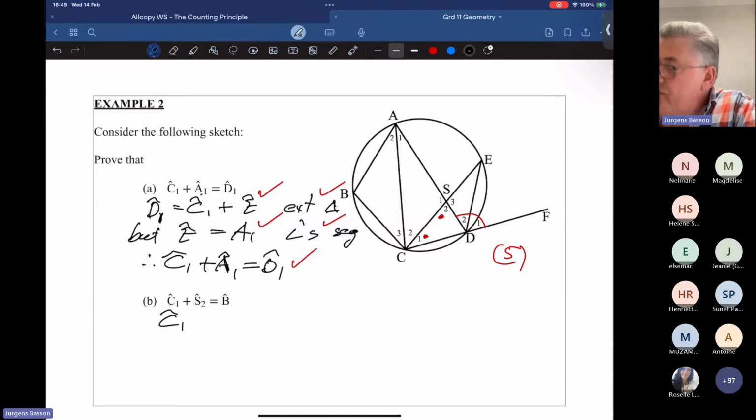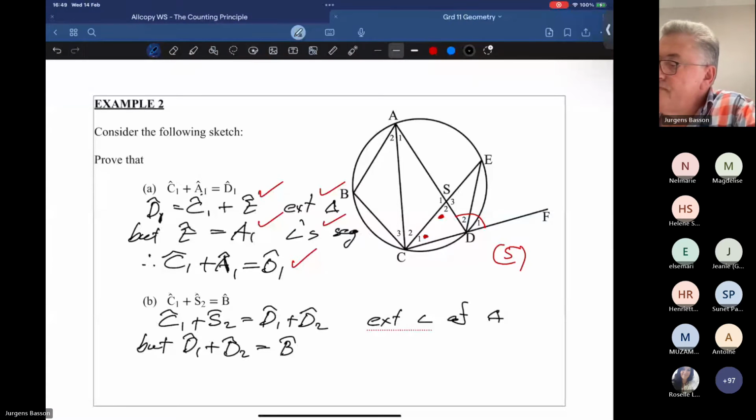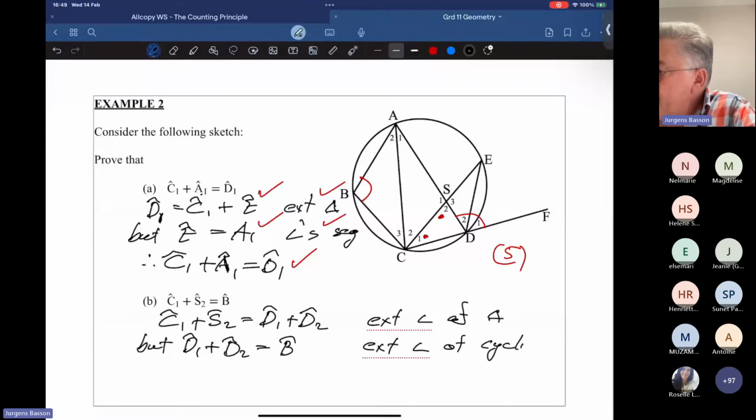So I will say C1, because that's what we've got, plus S2 is equal to D1 plus D2, exterior angle. So this is the exterior angle of a triangle. But what do we know about D1 plus D2? Very interesting. Do you notice anything about D1 plus D2 is equal to angle B? Will be equal to that. And what is the reason? The exterior angle of a cyclic.